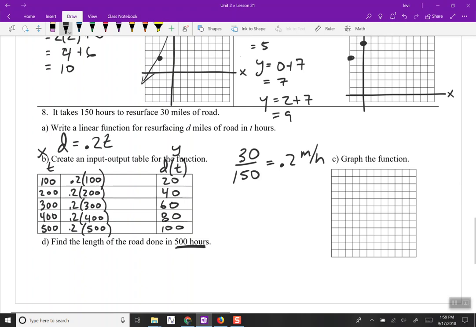So the length of the road in 500 hours would be 100 miles. So graphing this function, it's not going to really be to scale because our x's and our y's are off. We're talking in hundreds and we're talking in tens, so it's going to be a little off. So our t values, or our x values, need to go in groups of 100. So I'll say 100, 200, 300, 400, 500.